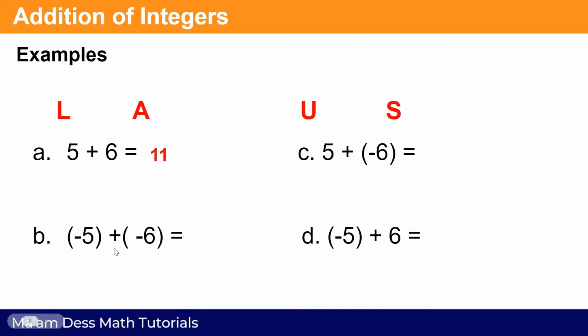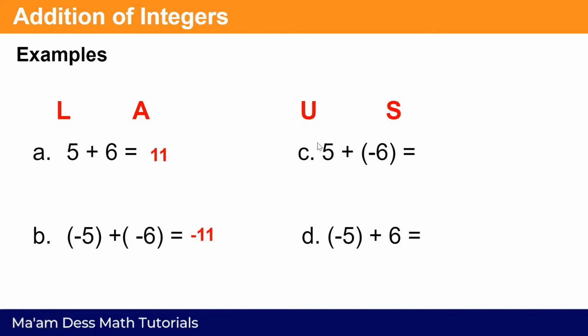Letter B, negative 5 plus negative 6. Ayan. Pareho din po, like sign sila, parehong negative. I-add lang po yung number. So, we have 11 and copy the common sign. So, negative po yung sign natin. So, negative din ang sagot.